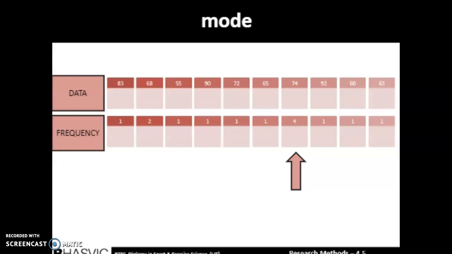The mode is the most common value, therefore the value that the majority of the participants above answered. As you can see, the mode of this data set was 74. So here's all my data: 83, 68, 55, 90, 72, 65, 74, 92, 50, and 63. 4 people said 74, or got 74 in their score, sorry. Whereas all the rest were 1 other than 68 with 2. So that was resting heart rate, that would become the mode, 74.